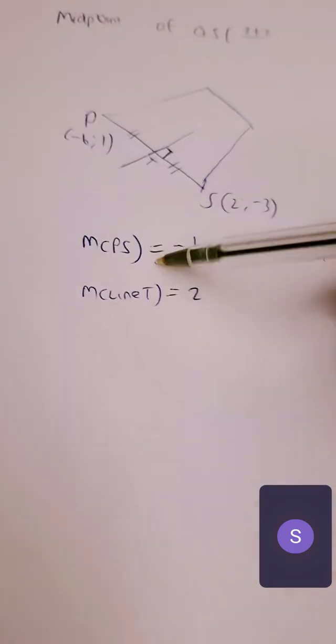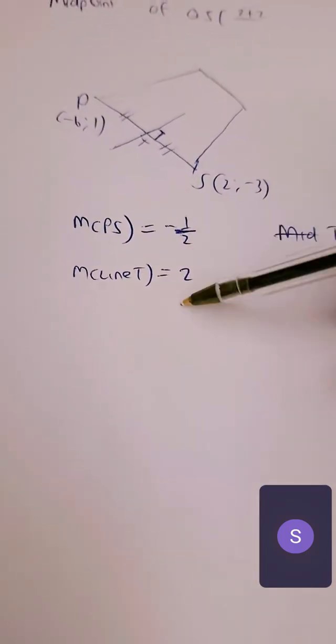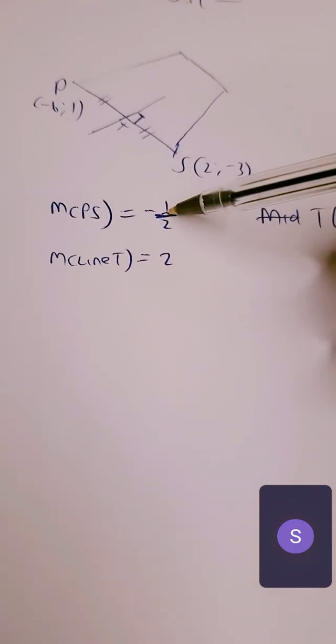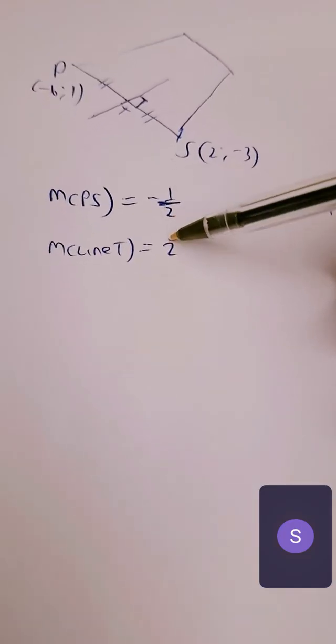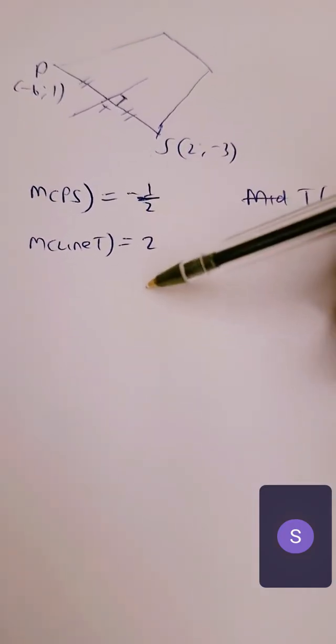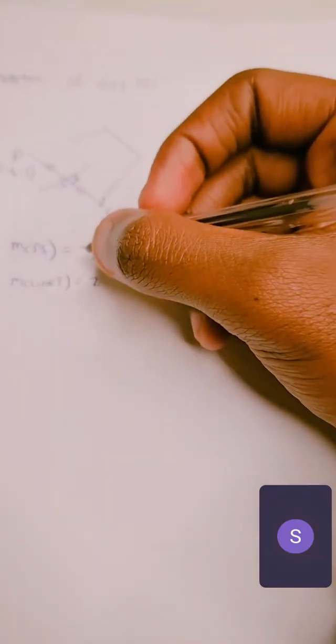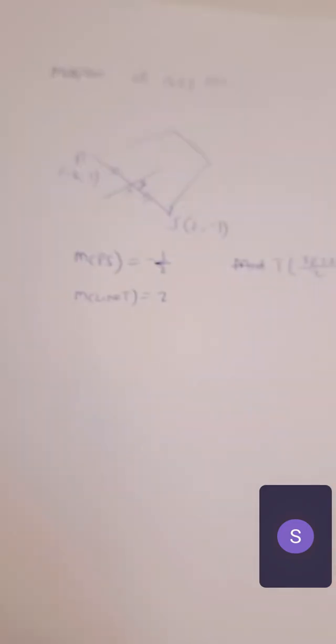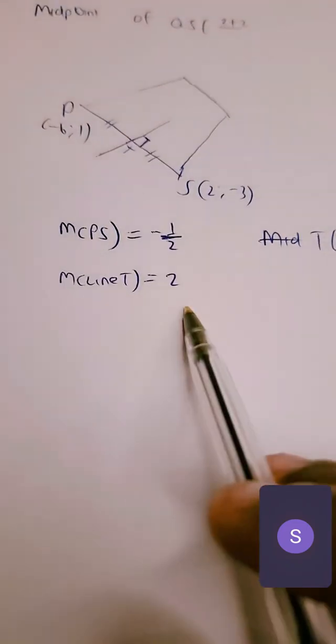So you know that concept of flip the fraction, change the sign. So -1/2 becomes 2/1, but then the sign changes from negative to positive. So that's why we say 2. Then we have the gradient sorted.